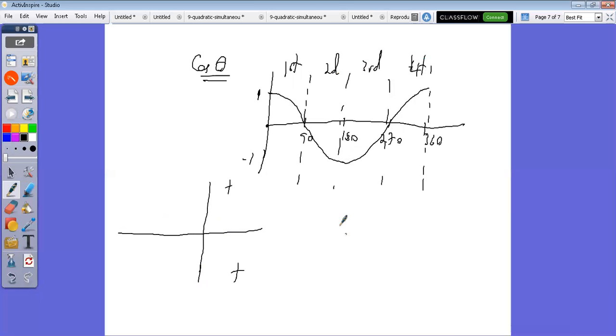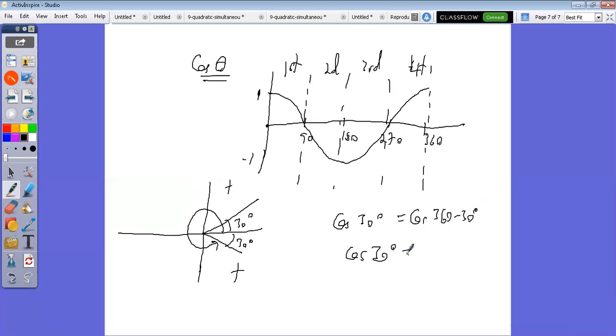So which means if I say cos 30 degrees, like this, and I also have another 30 degrees there. See, this 30 degrees now is given by all the way from that to that. So it's 360 minus 30 degrees. So it means cos 30 degrees is equal to cos 330 degrees. Is that clear?